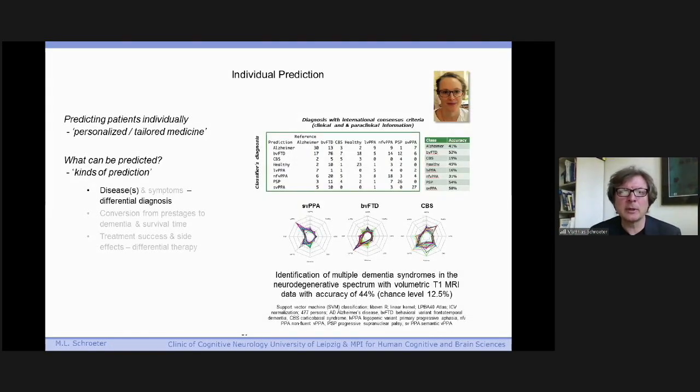Moreover, we have developed classifiers including 7 different diseases and a control group. And here we could reach an accuracy of 44% with a chance level of 12.5%. So this is necessary to translate all these approaches into clinical routine, in my mind.